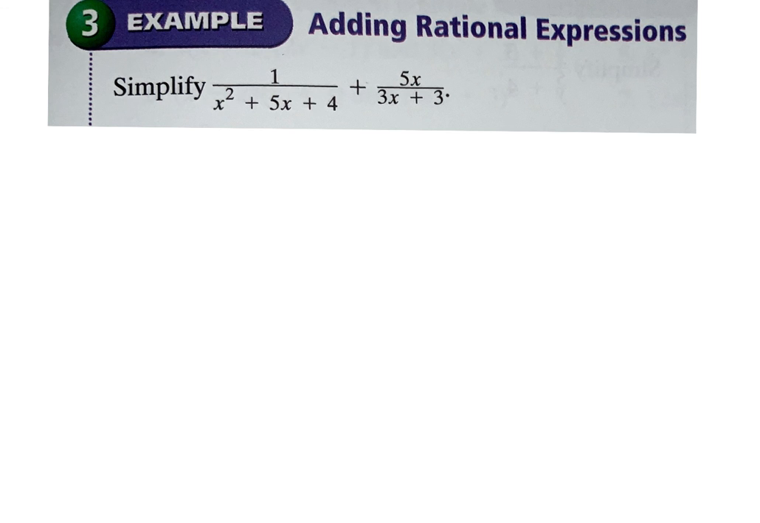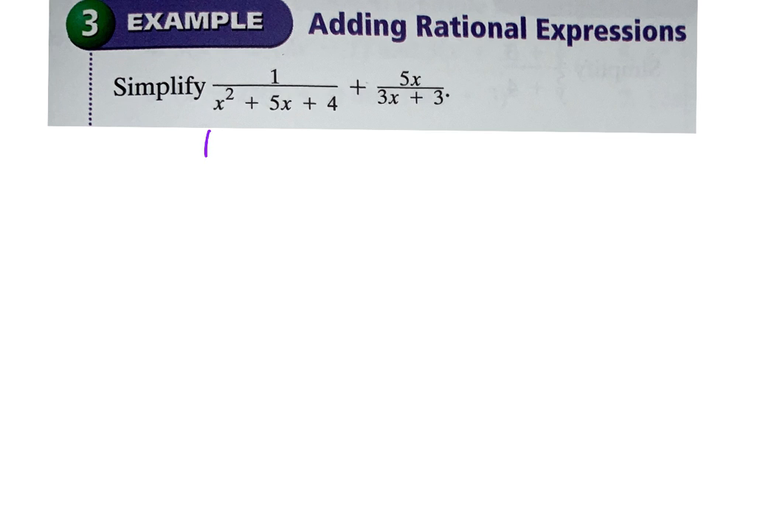All right? They want me to add 1 over x squared plus 5x plus 4 and 5x over 3x plus 3. Like any other fractions, before I can add them, I have to have a common denominator, all right? So before I do that, I need to figure out what my common denominator is. So I'm going to factor these first.